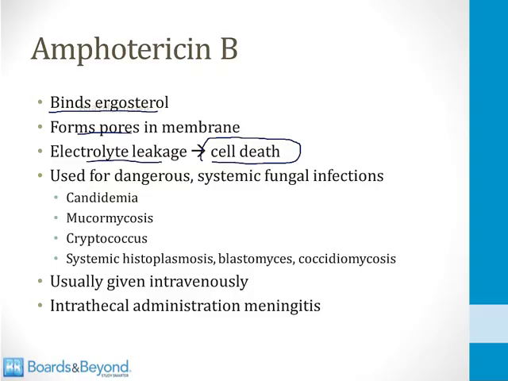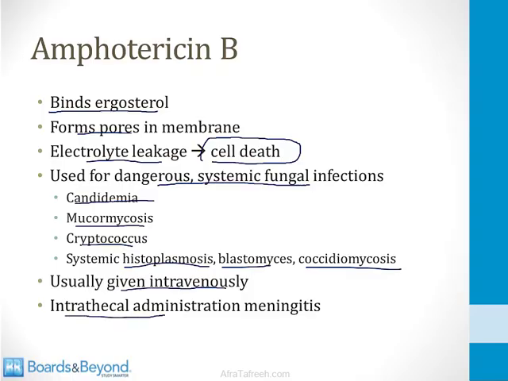Amphotericin B has a lot of potential side effects, as we'll see in a few slides, so it's only used for dangerous systemic fungal infections. It's used for people who have candida in the blood, that's candidemia. It's used for mucormycosis, for cryptococcus, and for systemic and disseminated forms of the fungal pneumonias like histoplasmosis, blastomyces, and coccidioidomycosis. It's usually given intravenously. There is no oral form of this drug. And sometimes it's given intrathecally, especially for patients with cryptococcal meningitis.